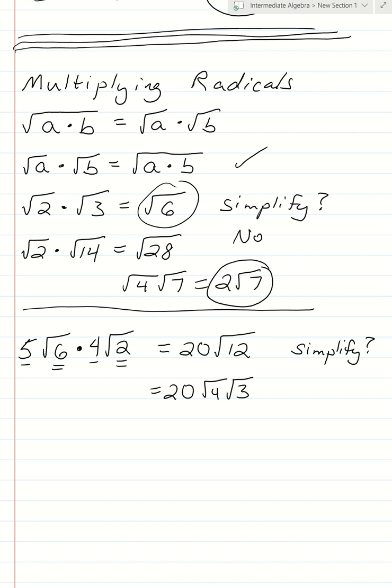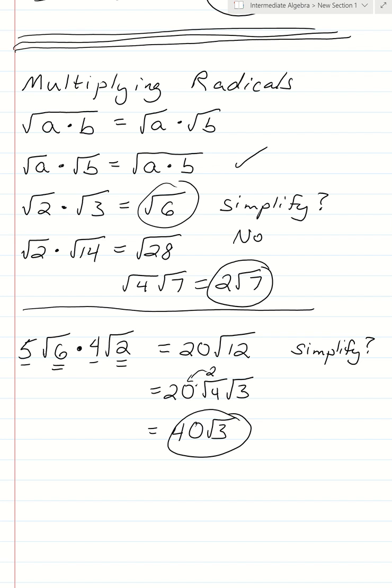And since we know that the square root of 4 is 2, that has to now be multiplied with the 20, in which case now we would get an answer of 40 square root of 3. That would be your answer in simplest form.